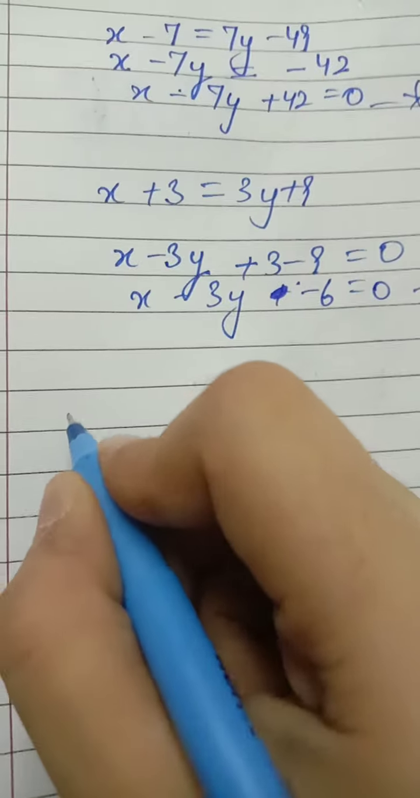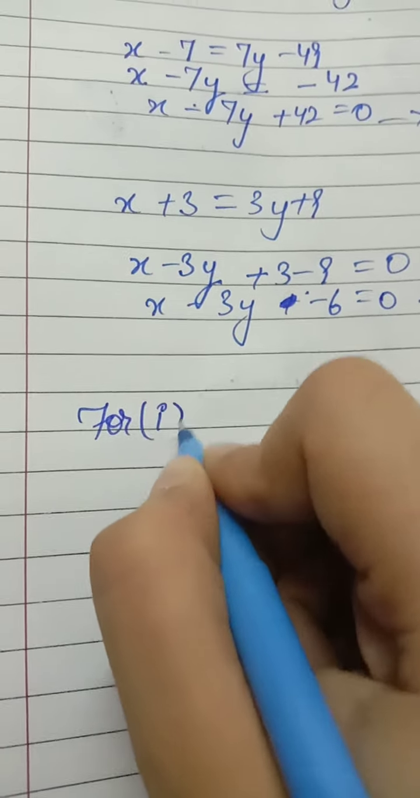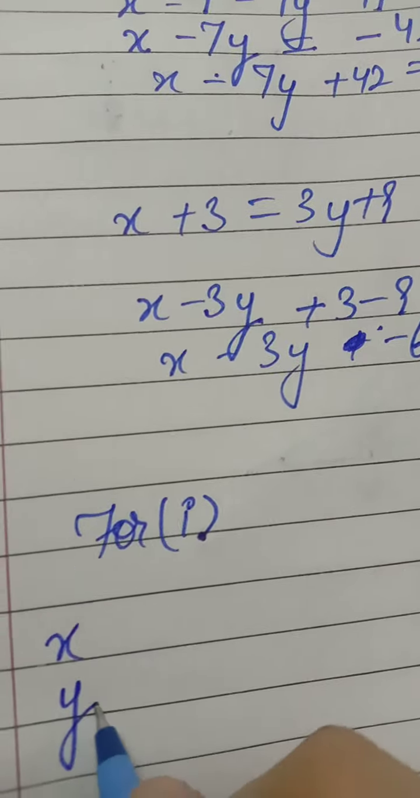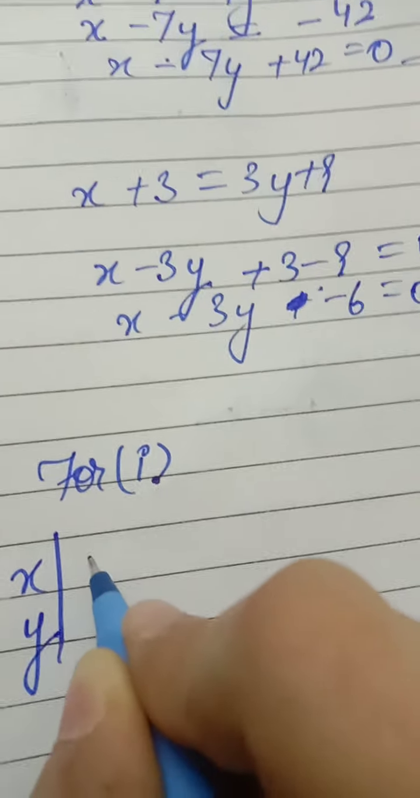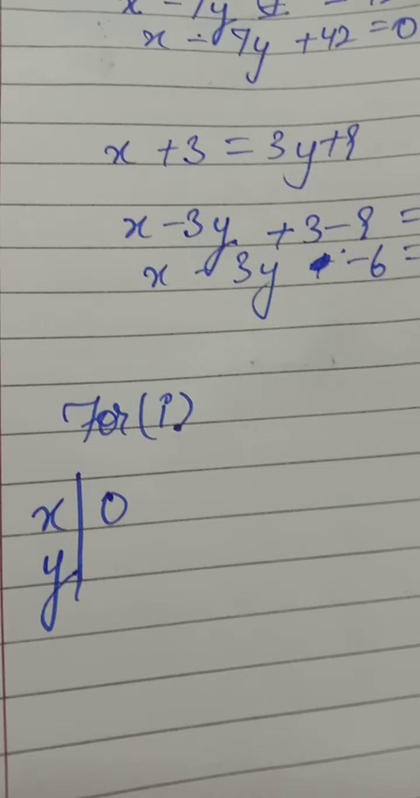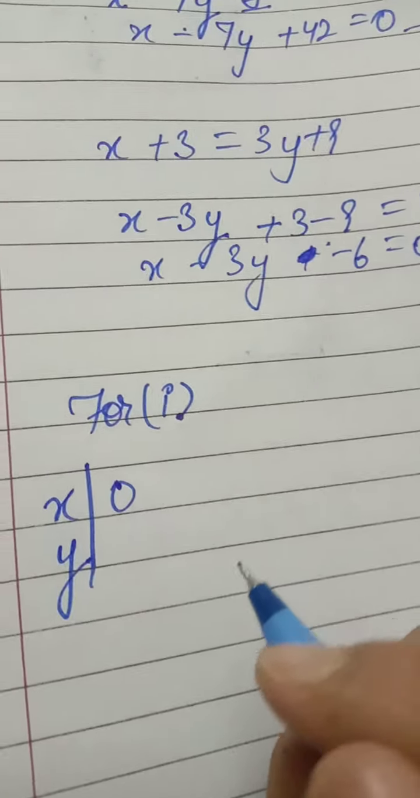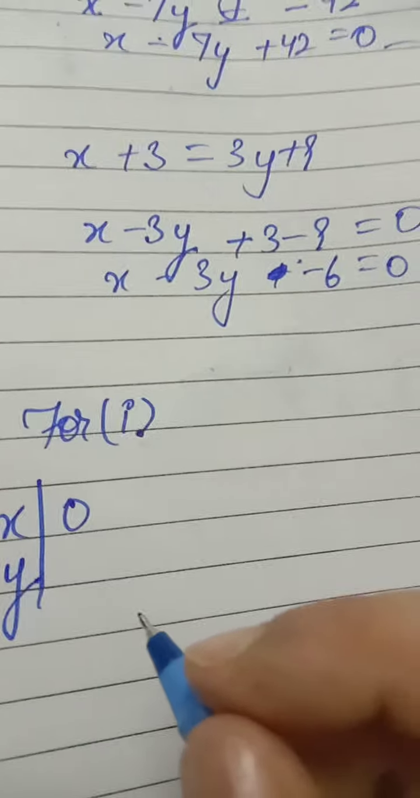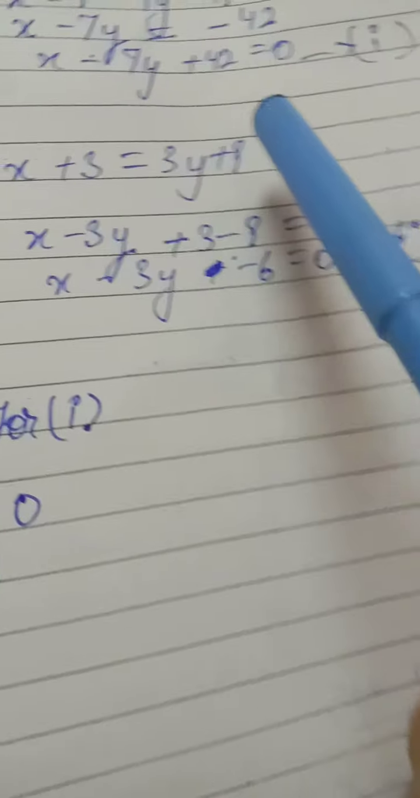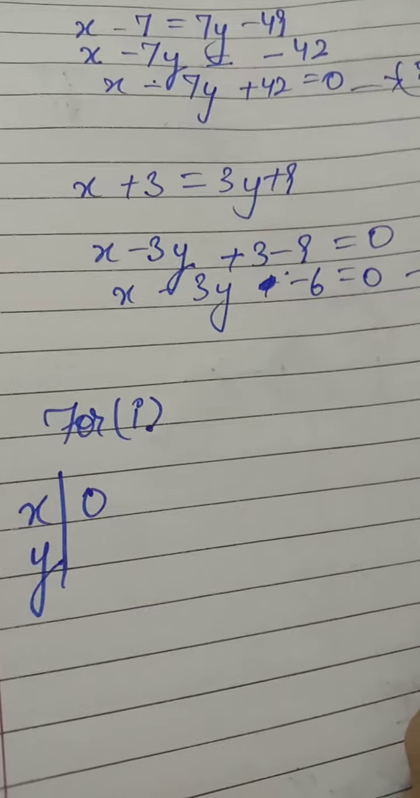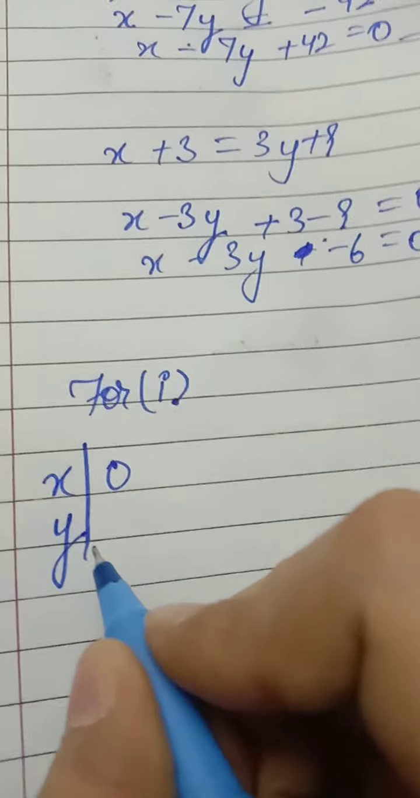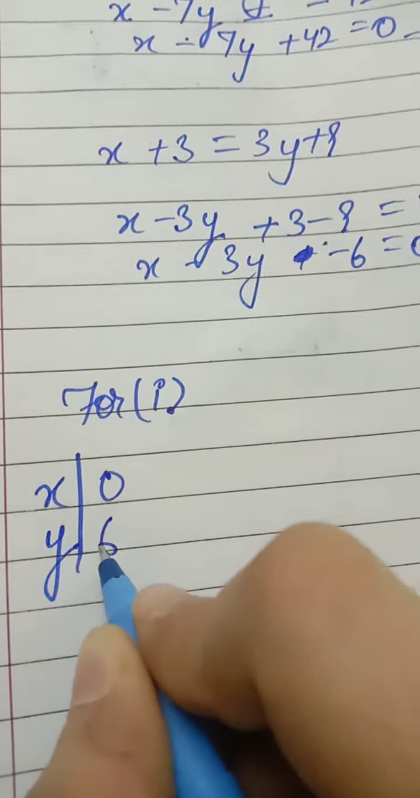Now we'll get our solutions for this. First I take x as 0, then 0 plus 42... wait, actually 0 plus 42 will not be 0. 0 plus 42 will be 42. 42 goes here, it will become minus 42. Minus 42 upon minus 7, we get 6.